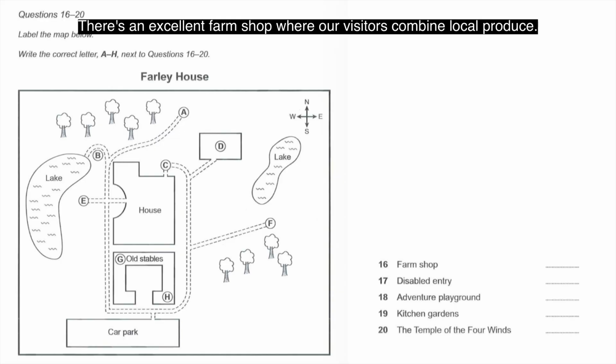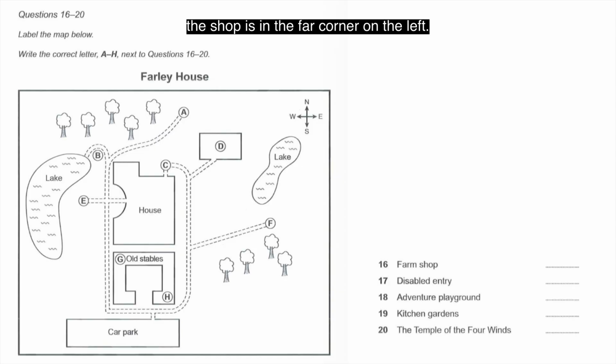There's an excellent farm shop where our visitors can buy local produce. It's in the old stables, which is the first building you reach. The stables are arranged around a courtyard, and the shop is in the far corner on the left. There's also a small cafe on the right as you go in.